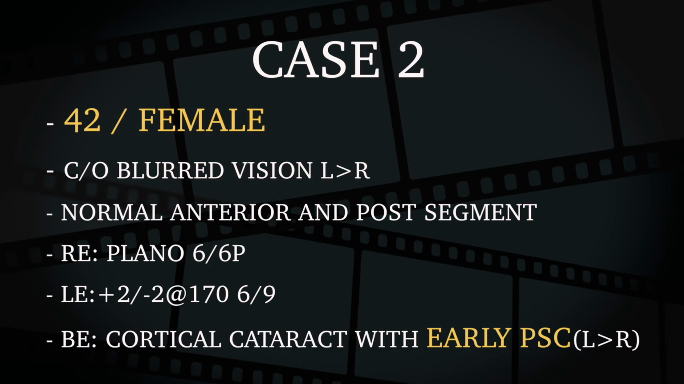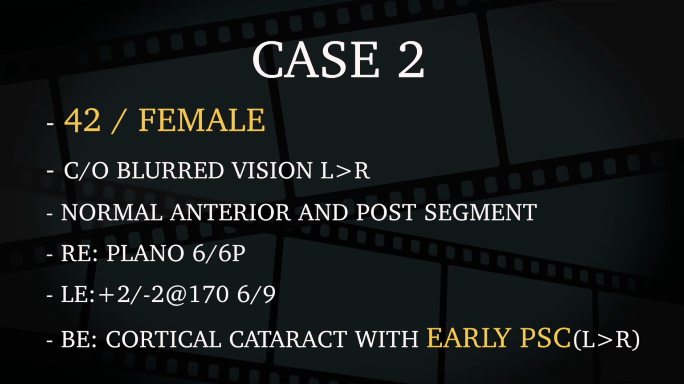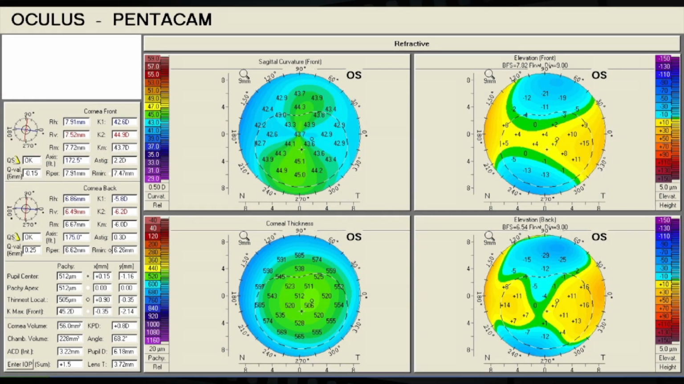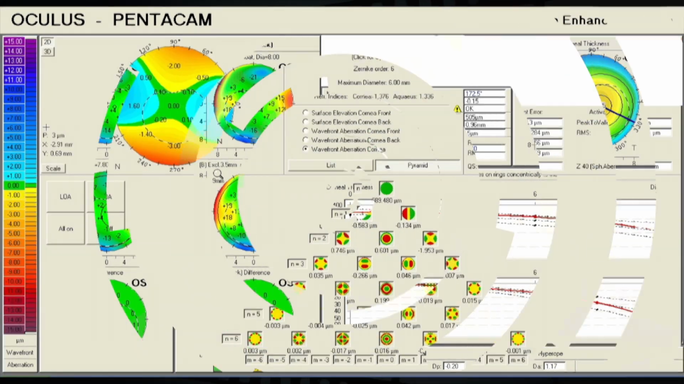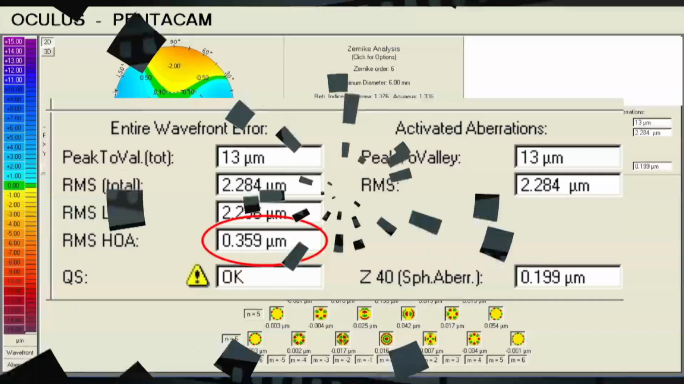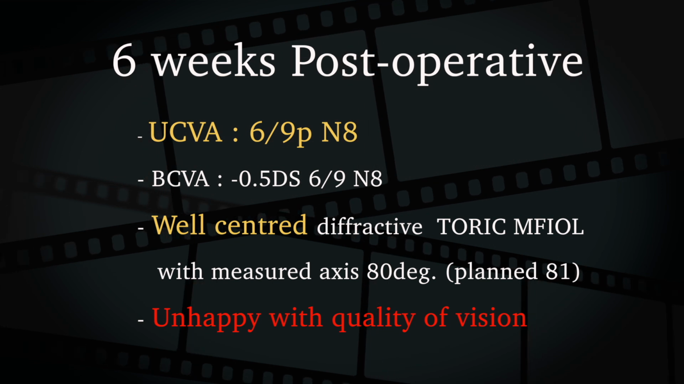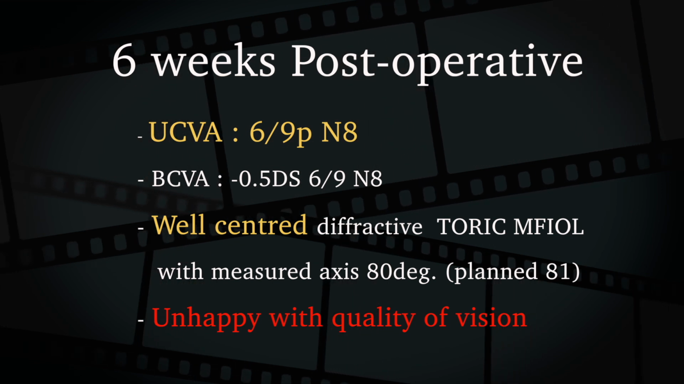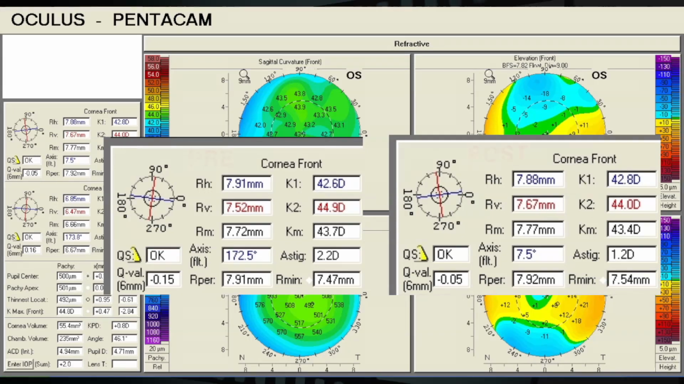Here is a case of a 42-year-old female with a PSC cataract and a -2 diopter astigmatism. The topography showed with the rule astigmatism and no irregularity, but on seeing the aberrometry map, it showed higher HOA values. Post-op, the toric IOL was well centered. However, the patient was still unhappy. Residual cylindrical astigmatism of 1.2 diopters was seen post-operatively.